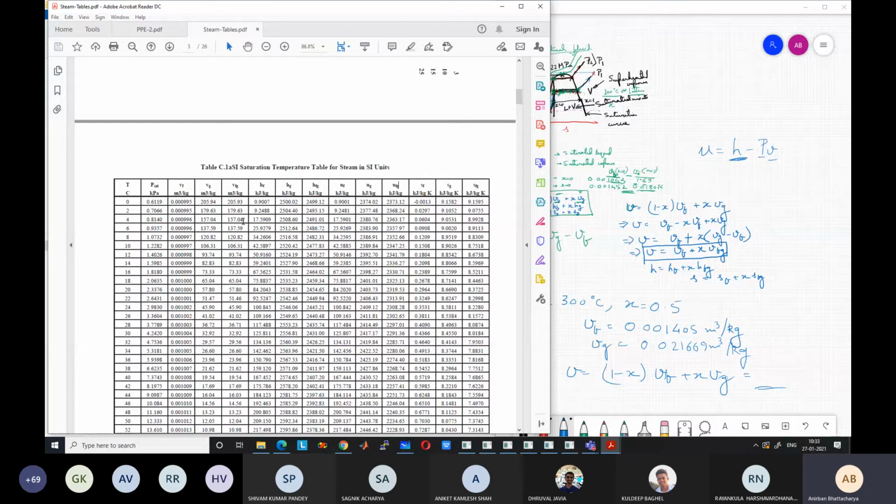For example, it may be taken that Hf is 0 at 0 degrees centigrade, or at minus 40 degrees centigrade, or at absolute 0. Similarly, for entropy, somebody may take entropy to be 0 at 0 degrees centigrade, somebody at minus 40 degrees centigrade, somebody at absolute 0. So all these values are relative to that zero value. What it means is that if you calculate the difference between any two values, the difference will remain consistent, but the absolute values will vary from table to table.